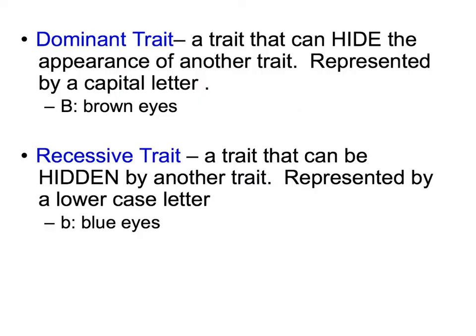So once again, here's our terminology. A dominant trait is a trait that can hide the appearance of another trait, and we represent that by capital letters. So the big capital B represents the allele for brown eyes. Once again, that is an allele. And the recessive trait is a trait that can be hidden by another trait, and it's represented by lowercase letters.